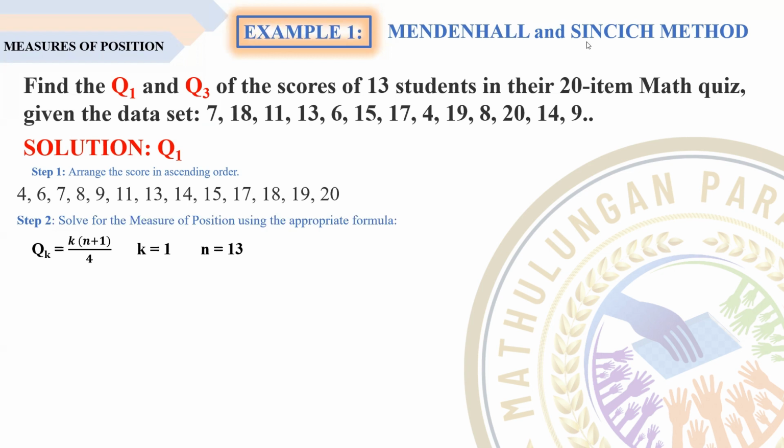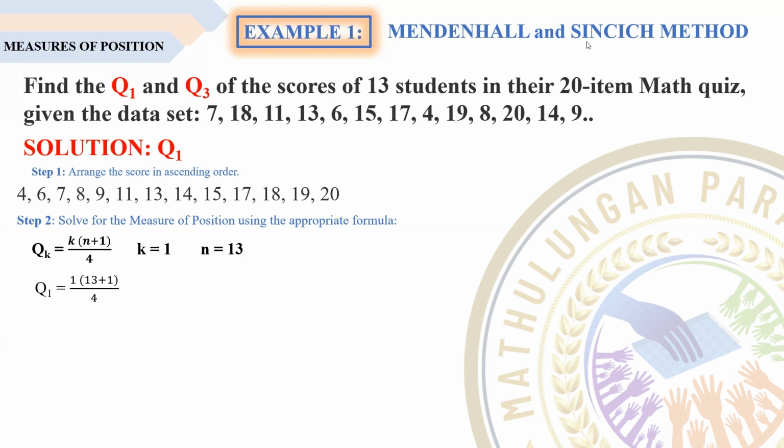Definitely, ang value ng N natin ay 13. Saan nakuha yung 13? Dahil kung bibilangin natin lahat yung data natin, 13 ang total ng ating data, kaya ang N natin ay 13. Now, let us substitute the value of K and N dun sa ating formula.